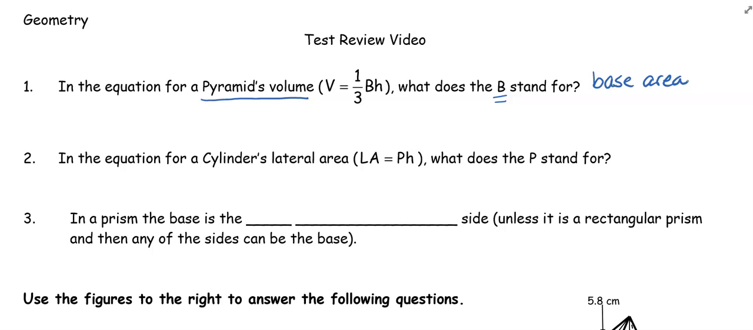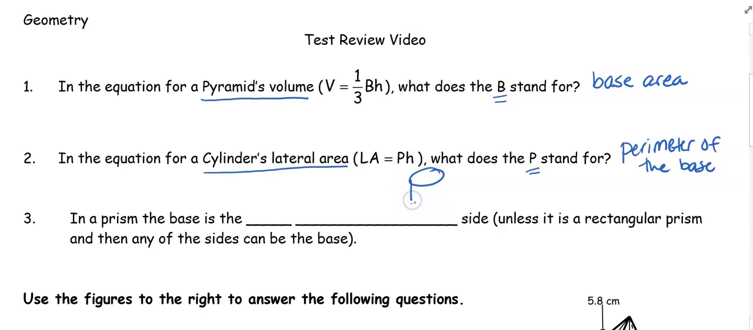Number two, in the equation for a cylinder's lateral area, we get LA equals big P times H. What does the P stand for? That is the perimeter of the base. With a cylinder, remember the cylinder has a circular base, so the perimeter of a cylinder's base is actually the circumference, which on your formula sheet is 2 times pi times r.